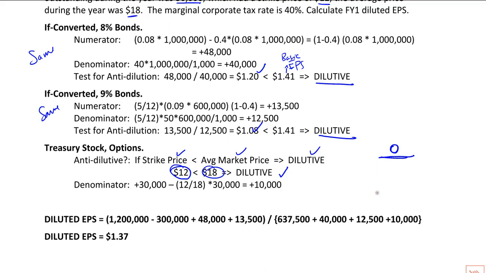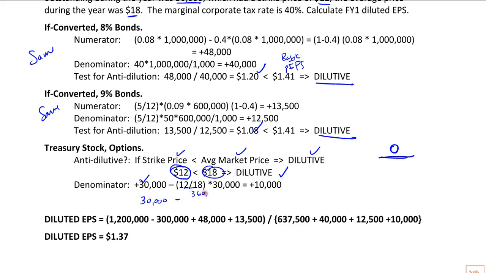All right. The denominator effect is going to be under the treasury stock method. We're going to act as if we issued all the shares, 30,000, and with the money we got, we bought back as many shares as possible, which I'm representing as 12/18. But another way to think about it is, okay, if you have 30,000 exercise at a strike price of 12, you get 360,000 in cash.